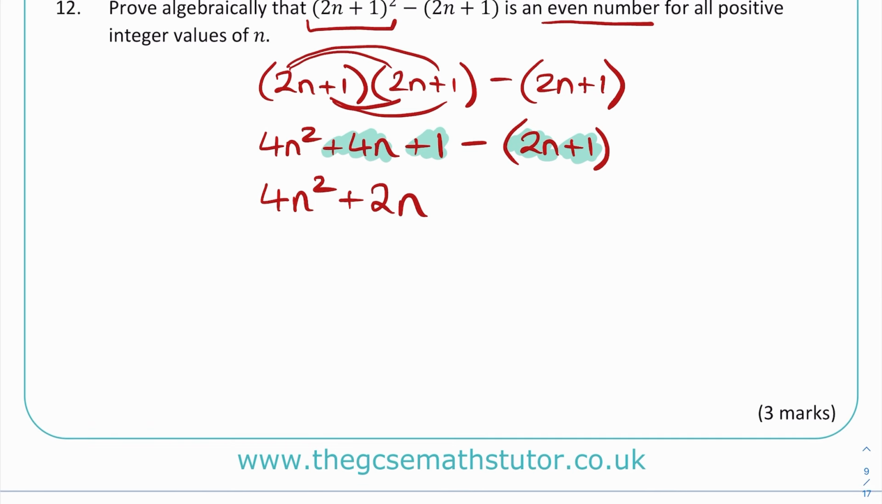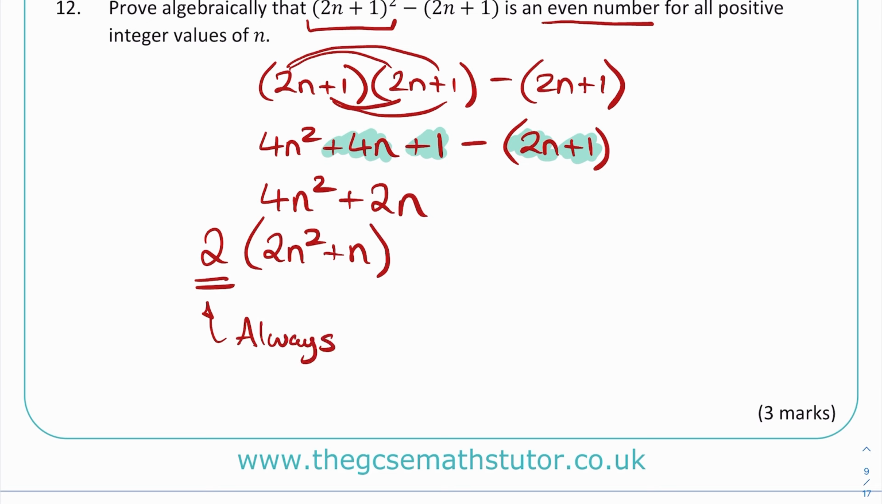Now there's a couple of different ways that you can prove that something is even, but ultimately we need to take out a factor of 2. Both of these divide by 2, so I could just put 2 on the outside, and then on the inside I would have 2n squared plus n. Now that means that anything that I substitute into this expression will ultimately get multiplied by 2. So here I could just write always multiplied by 2. There we go. And I could just say therefore always even.